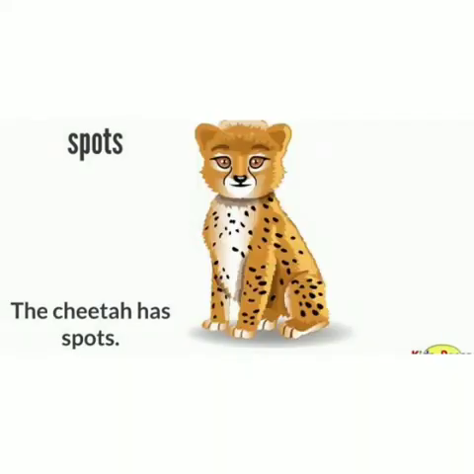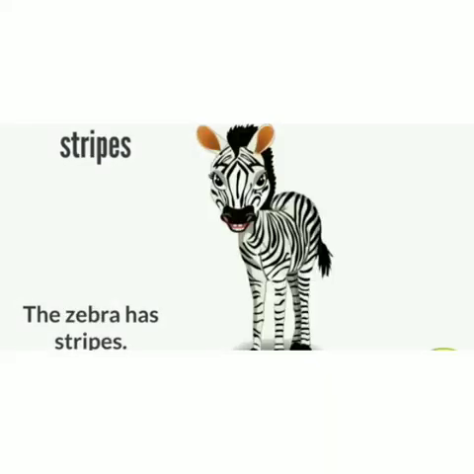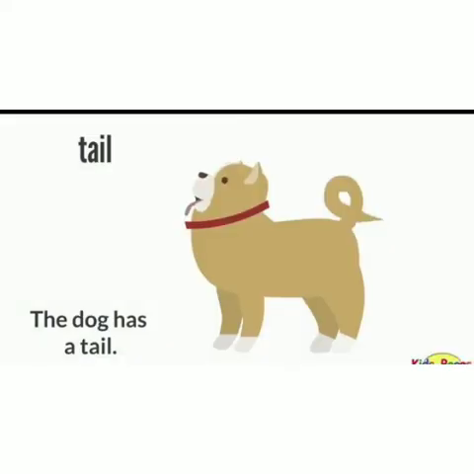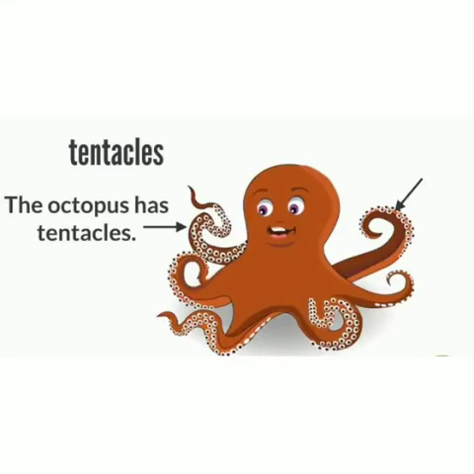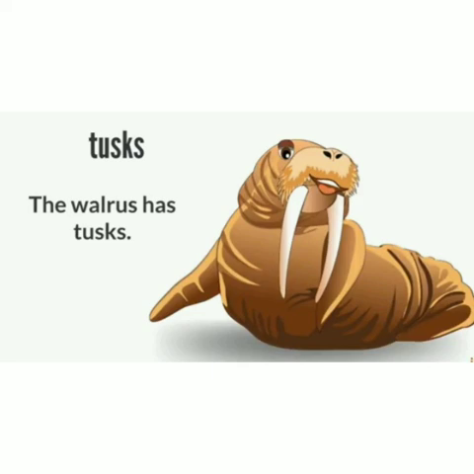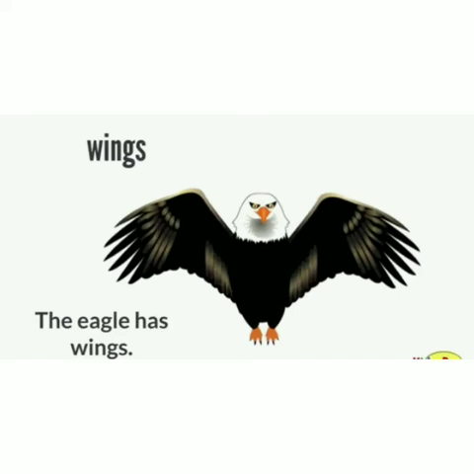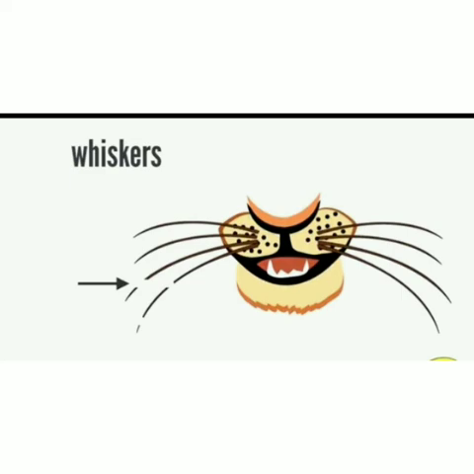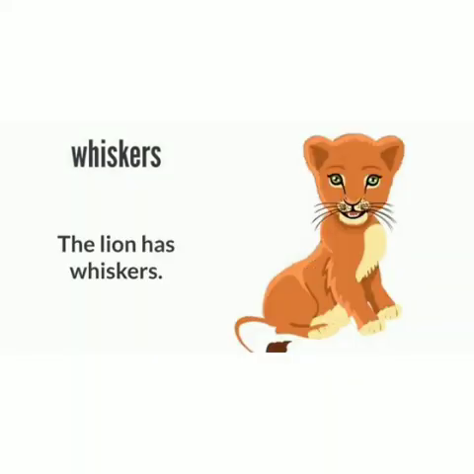Spots. The cheetah has spots on its body. Stripes. You all are very familiar. Zebra has stripes. Tail. The dog has a tail. Not only the dog, you know the animals which have a tail. Tentacles. The octopus has tentacles. How many? 8. Trunk. The elephant has a trunk. Tusk. The walrus has tusks. Elephant also has tusks. Is it not? Then wings. All the birds have wings to fly in the sky. Whiskers. Can you guess what this animal is? Who is it? Yes, the lion has whiskers.